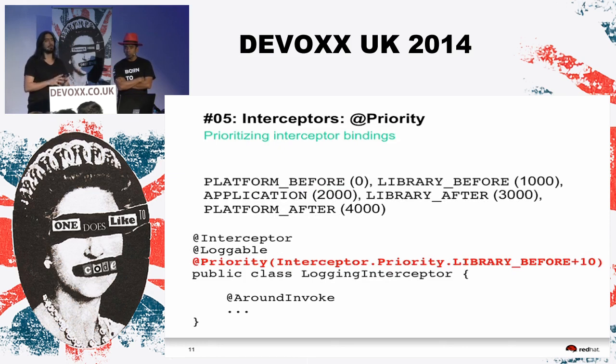Well, there was one missing point in CDI 1.1: when you have interceptor bindings, how do you organize them? How do you say, use this interceptor first and this one second and this one third? You couldn't do that with interceptor bindings in CDI. So the Interceptors spec was updated to have this new annotation called Priority. So I give a number to an interceptor, and then the container computes all the priorities and goes, well, this one is first, this one is second, and this one is last.